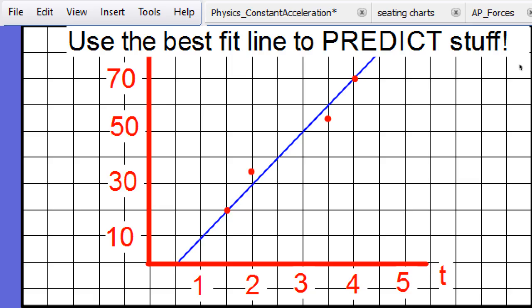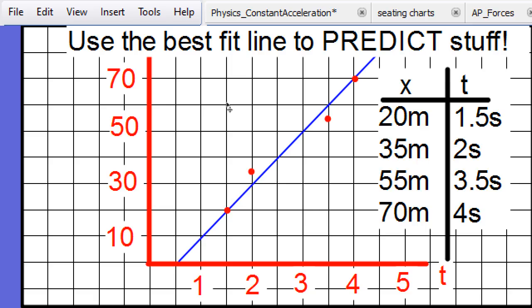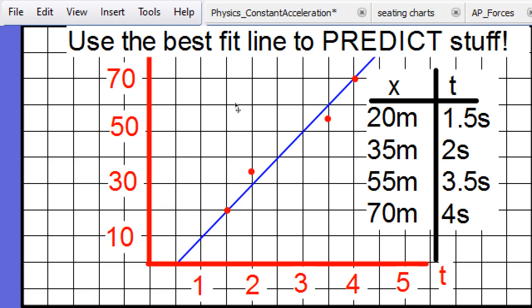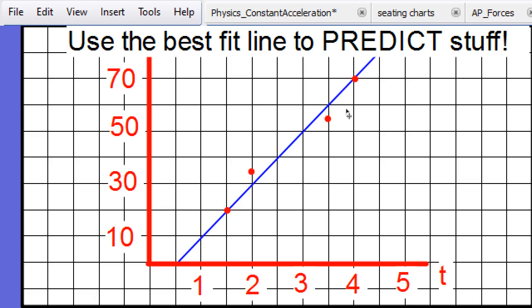For instance, say I want to know where I am at second 3. Well, my data table from before doesn't tell me anything about second 3. I mean, here it is. Look at it. It says something about second 2. It says something about second 3.5. I could do some math, I guess, and figure out where I am at second 3. Or I could use my graph.